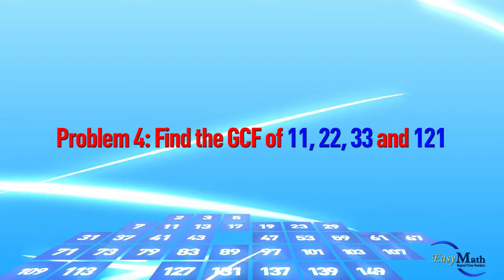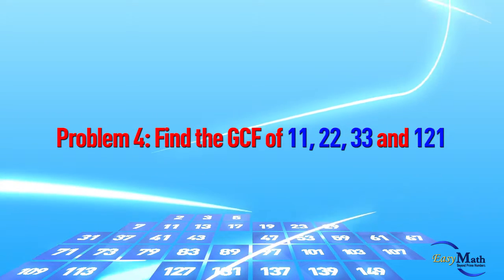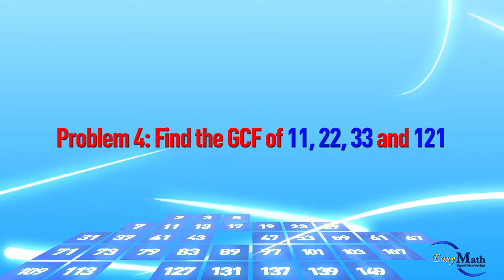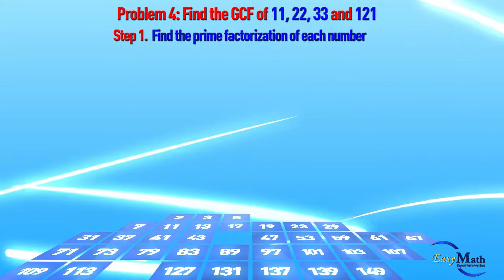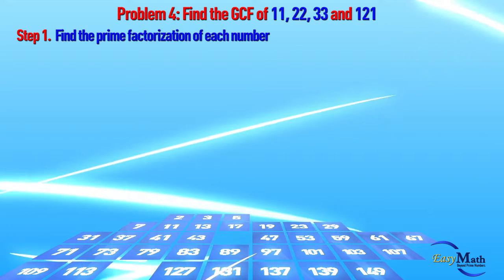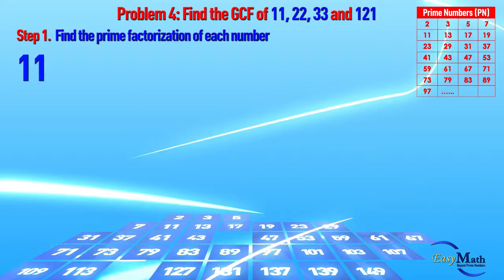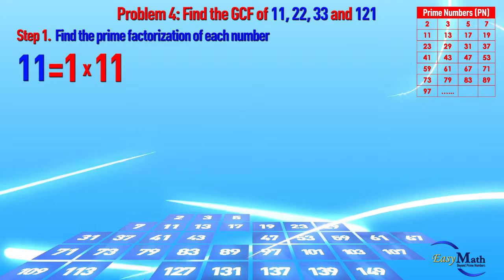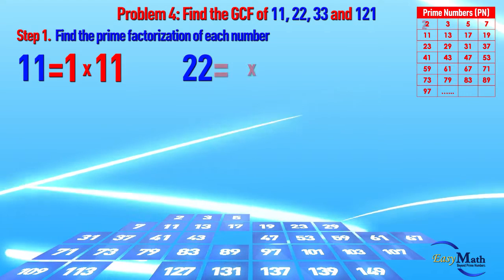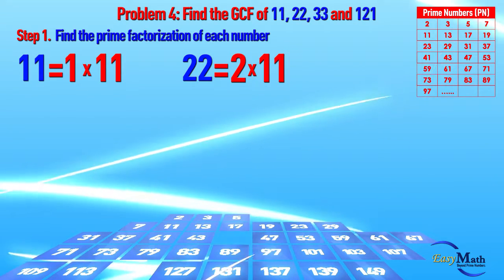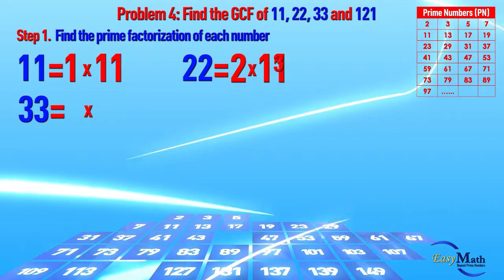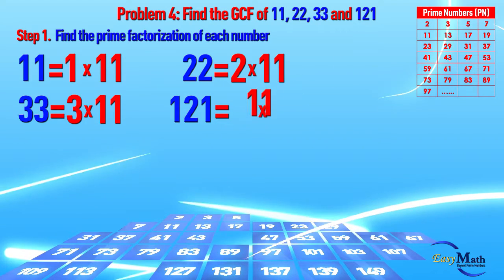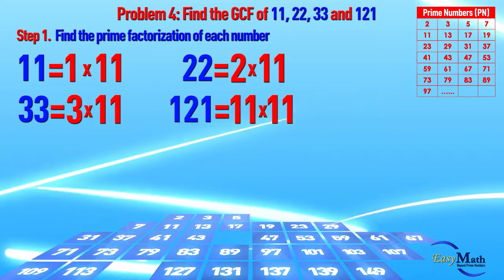Problem 4. Find the GCF of 11, 22, 33, and 121. Step 1. Find the prime factorization of each number. 11 equals 1 times 11, since 11 is prime. 22 equals 2 times 11. 33 equals 3 times 11. 121 equals 11 times 11.